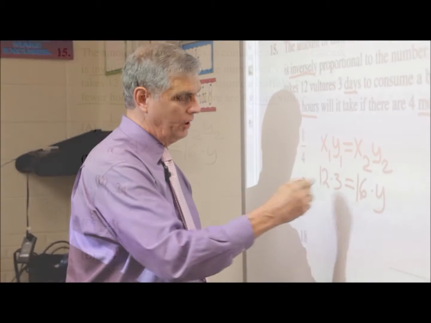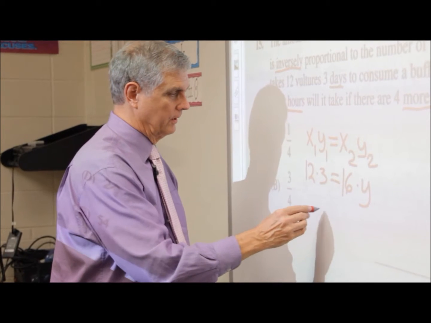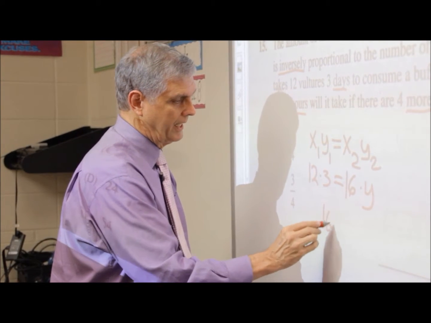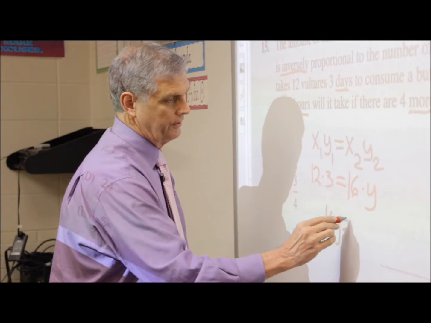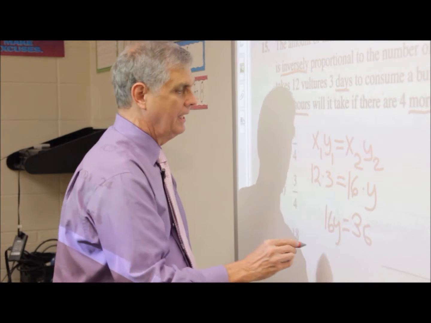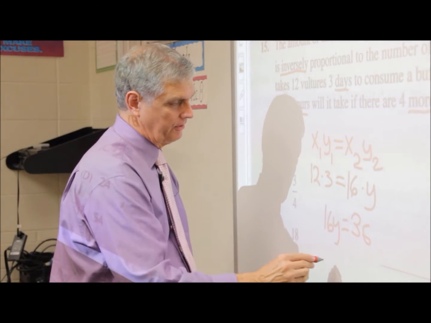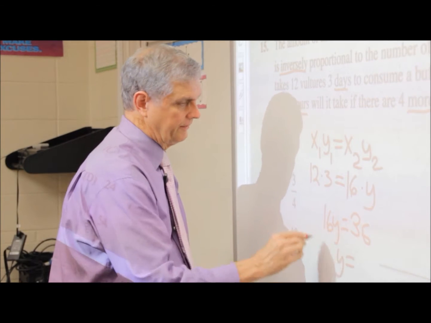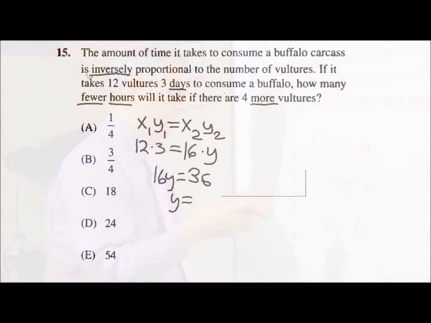Okay, I always like to put everything for the variable on this side, so I'm going to say 16y equals 36. And we divide each side by 16. We're going to get, that goes in there 2. You've got 4 left over. 4/16 is 1/4. So that would be 2 and 1/4.